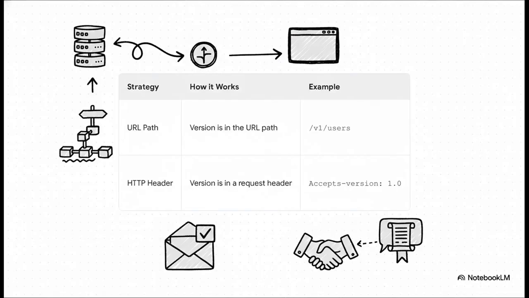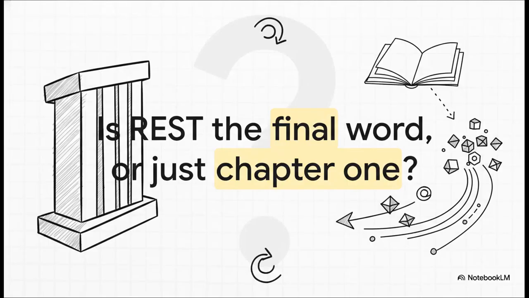Developers can then request a specific version of that menu. Probably the most common way is to just put the version number right in the URL path, like you see here with /v1/users. Another popular way is to include the version you want in an HTTP header that goes along with the request. Both of these methods just let the client and the server agree on which version of the rules they're going to play by. You know, REST has dominated web communication for over 2 decades now, and for very good reason. Its principles are just that powerful.